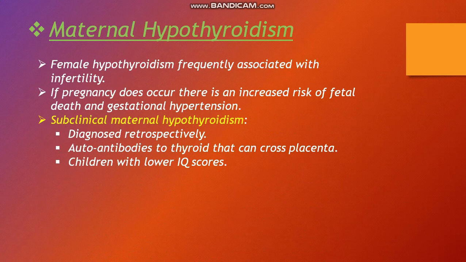Maternal hypothyroidism: female hypothyroidism is frequently associated with infertility. If pregnancy does occur, there is an increased risk of fetal death and gestational hypertension. In subclinical maternal hypothyroidism, diagnosed retrospectively, autoantibodies to the thyroid can cross the placenta. Children with low intelligence quotient scores are produced.